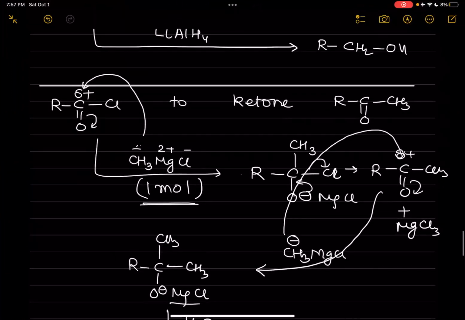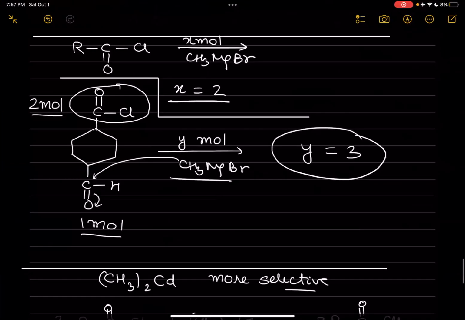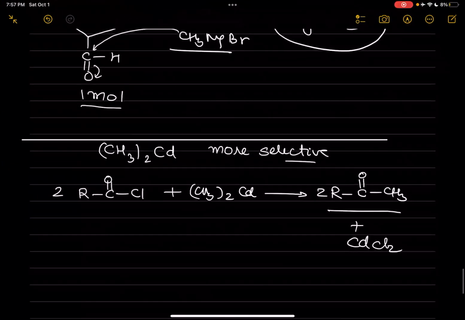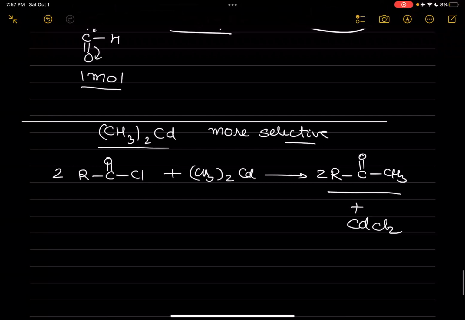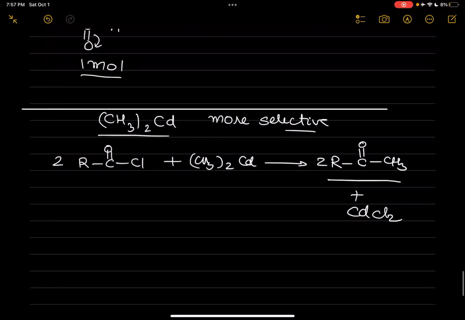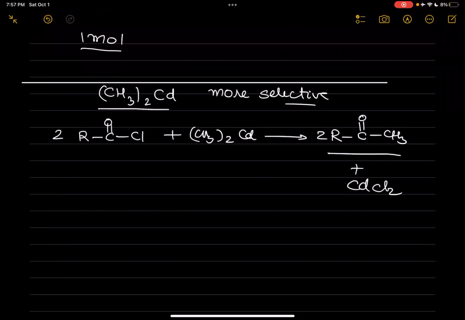For aldehydes, you need to do partial reduction. For ketones, you need to bring in an alkyl group with the help of Grignard, or you can bring in that alkyl group in a better way by using a better reagent, and that is dialkyl cadmium, dimethyl, diphenyl. You can have the specific name; I'm giving you the general name, dialkyl cadmium. I hope this is clear.